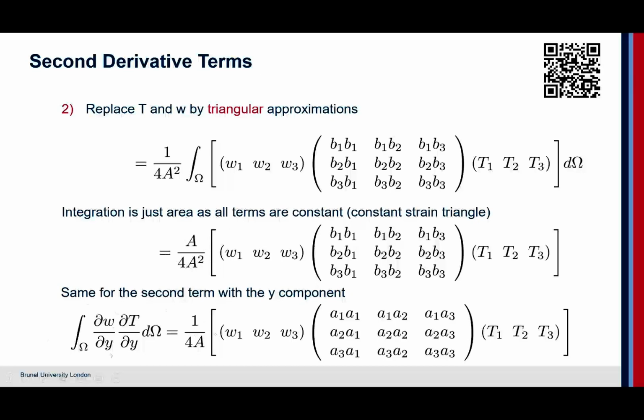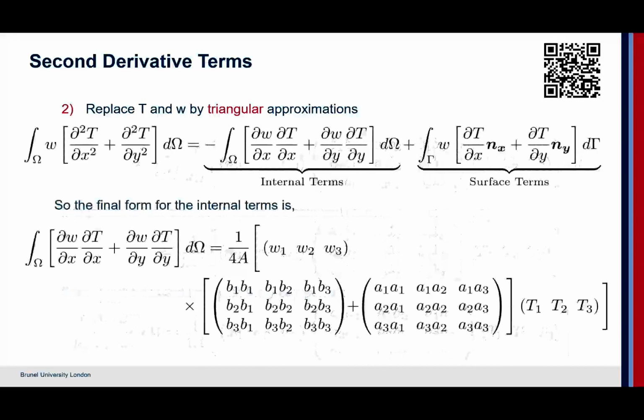So the final expression for this term, the omega dx, is a matrix of b coefficients, the omega terms and the t terms. And then for the d omega dy, it's a matrix of a coefficients. Does that make sense? It's basically just the process of collecting those together. So then the entire expression for the internal term is the sum of those two matrices, the b matrices and the a matrices.